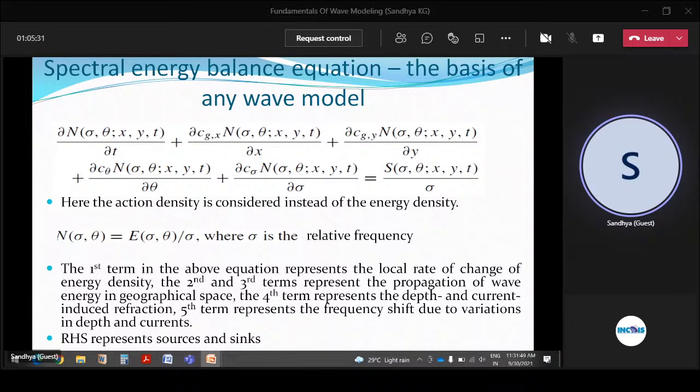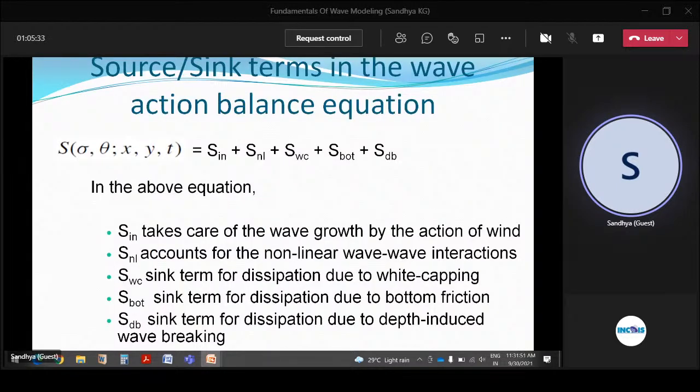Now, the source and sink terms on the right-hand side could be represented like this: S_in plus S_nl plus S_wc plus S_bf plus S_brk, that is, S input plus S nonlinear plus S whitecapping plus S bottom friction plus S depth-induced wave breaking. So what is S input? As the terminology indicates, it is the input term, the wave growth by the action of wind input. It is the forcing term. It adds energy to the wave.